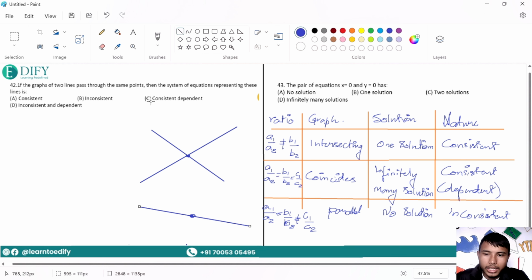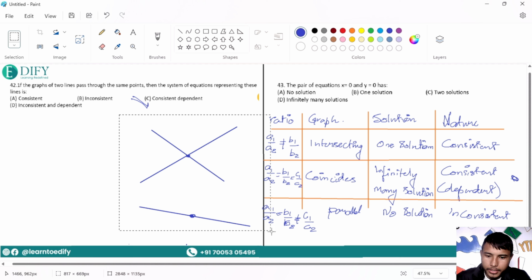Is it consistent or consistent dependent? Since the lines have a solution, the answer will be option C, consistent dependent. They might coincide. No doubt they intersect, but then they also coincide. So the solution is C. I hope you are clear.